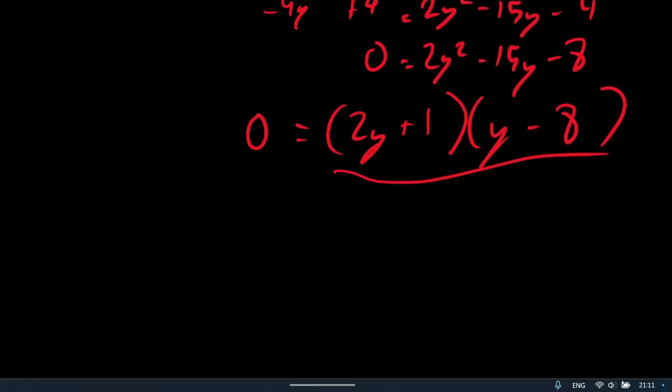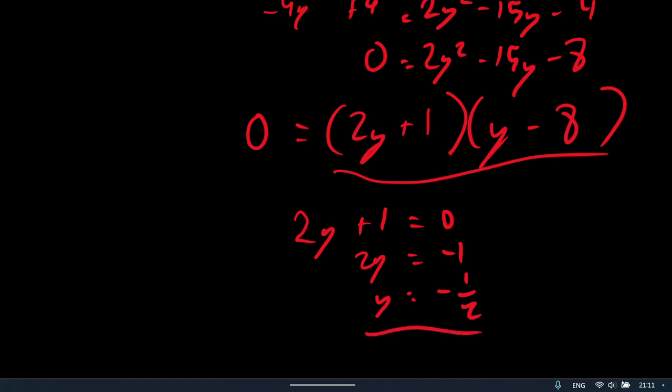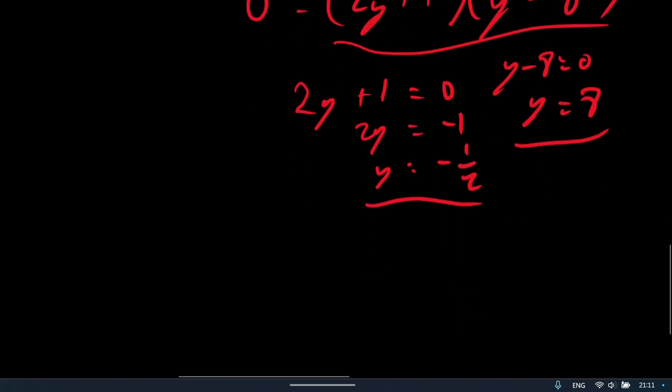So how do we get each part of the factorized quadratic to 0? So 2y plus 1 should equal 0. Therefore, 2y is equal to negative 1, so y is equal to negative 1 over 2. So this is one of the values of y. And how do we get the other bracket to 0? So y minus 8 is equal to 0. So y is equal to 8. So these are the possible values of y.